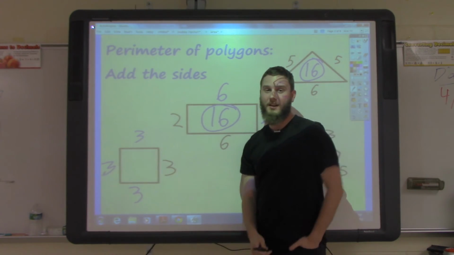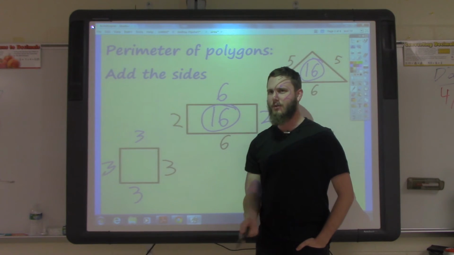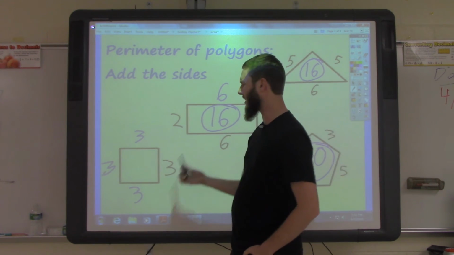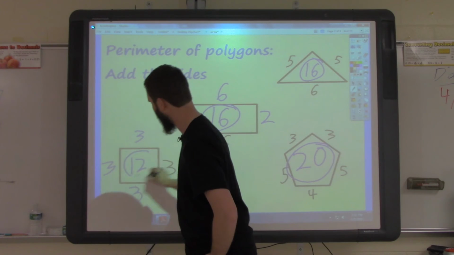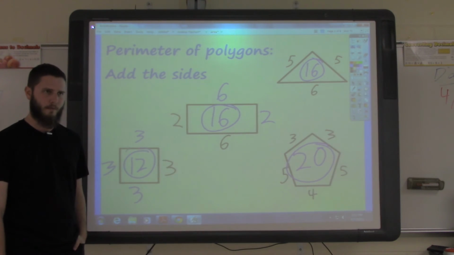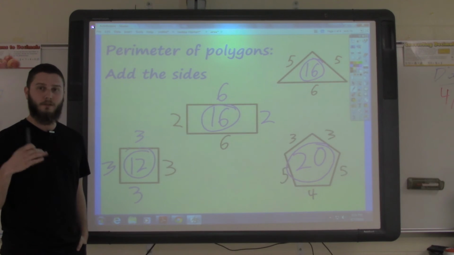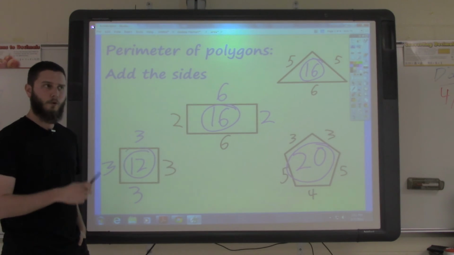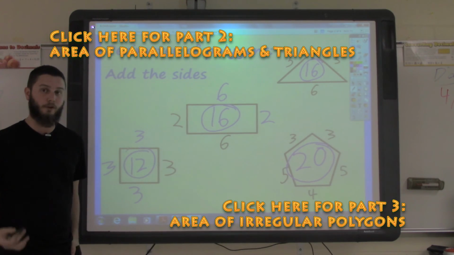For a square, you can either add 3 4 times, or you could just do 3 times 4, and you'll get the same response of a perimeter of 12. And that's all there really is for perimeter. There's nothing else that you need to be concerned with. There's nothing more you truly need to understand as far as perimeter.